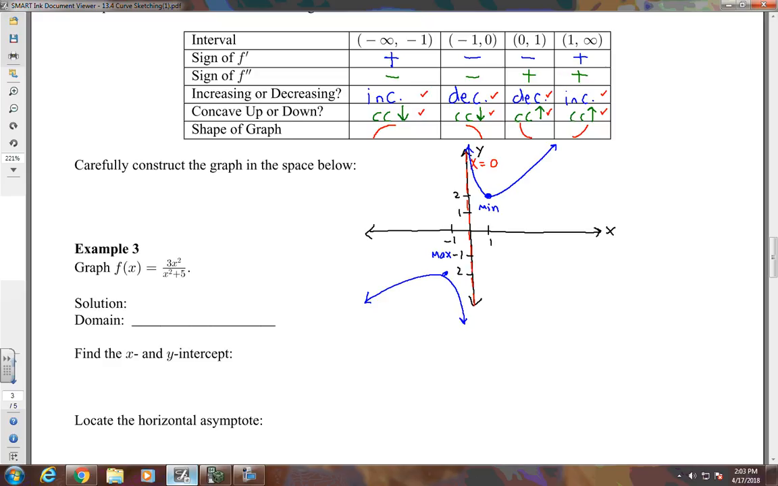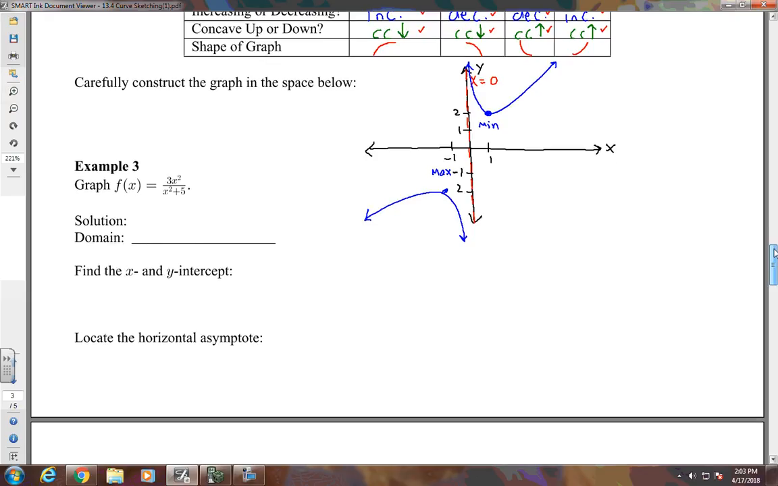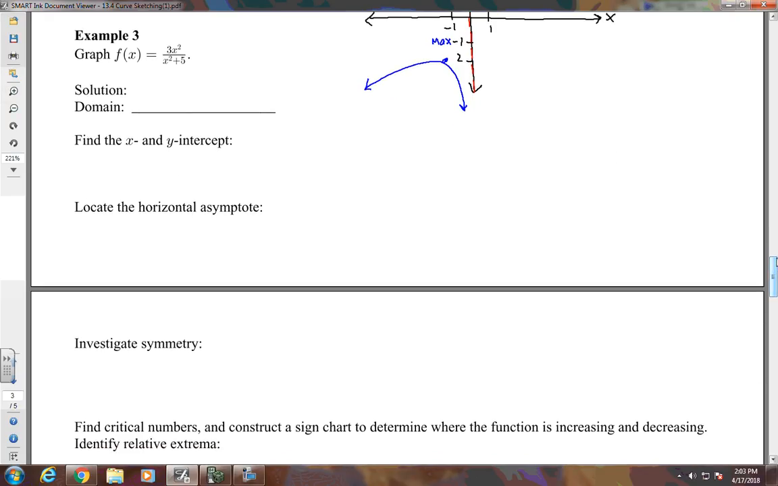So let's go ahead and work through example 3. Many of the details will be familiar. What I want you to think about is we're making these sign graphs. We're making one for the first derivative. That tells me increasing, decreasing, and relative maximum and minimum. And then we make a sign graph for the second derivative. That's going to tell me concave up, concave down, and inflection points. So let's try this one.